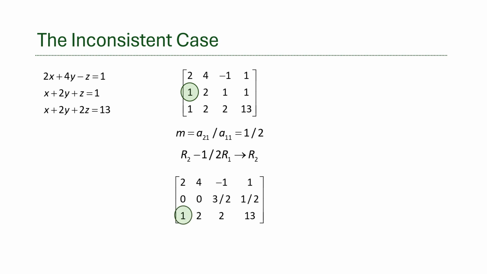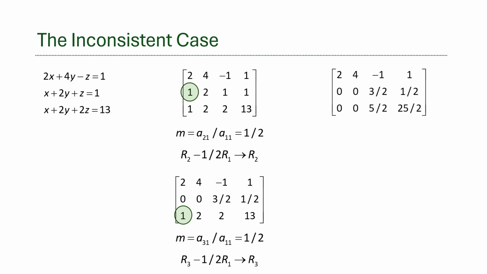My next step is going to be to target that 1. My multiplier is going to be A31 divided by A11. That's 1/2. So this is the row operation I'm going to execute. I'm going to do R3 minus 1/2 R1, moving that into R3, and that gives me this. And yeah, now I'm in trouble.